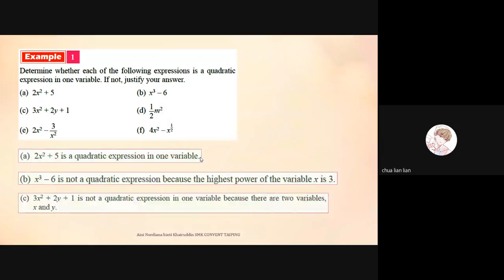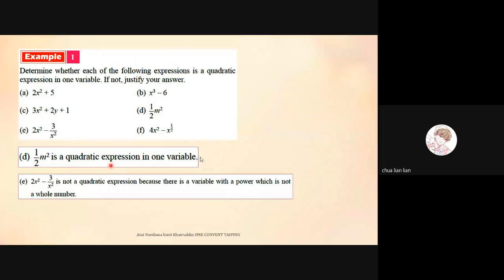Not a quadratic expression. Why? Because the power is not a whole number, the power of 2 is a fraction. Yes, correct. Thank you. So E is not a quadratic because the power is not a whole number. F?